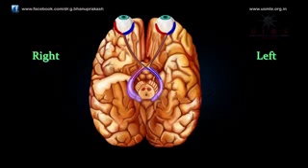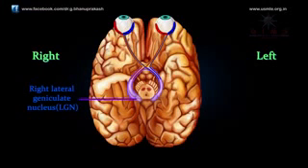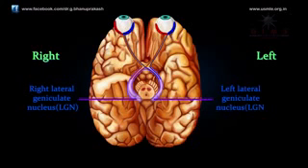The lateral geniculate nucleus serves as the primary relay nucleus for visual processing by the cerebral cortex. The right lateral geniculate receives information from the left visual field, the nasal left retina, and temporal right retina, while the left lateral geniculate receives information from the right visual field, the nasal right retina, and the temporal left retina.